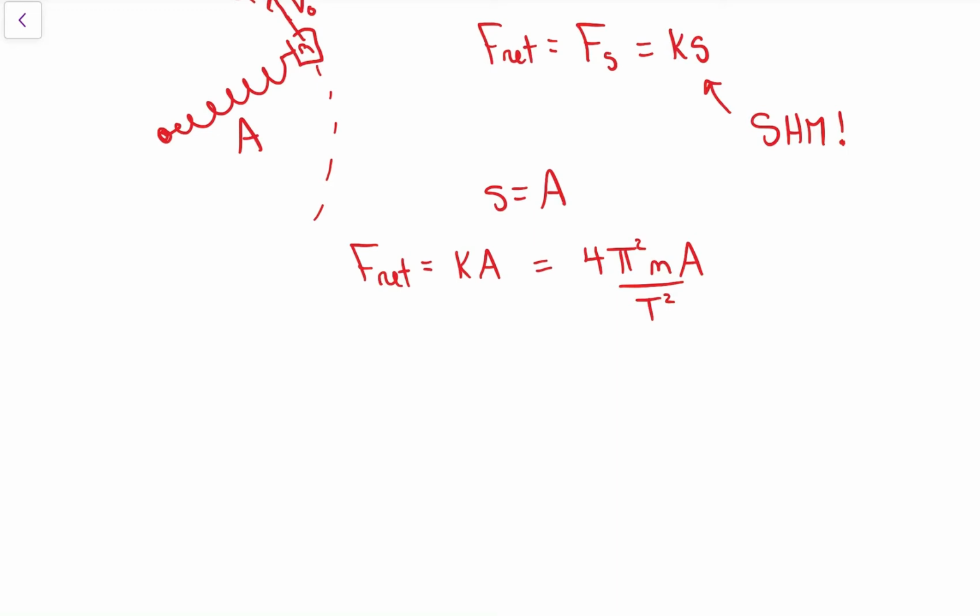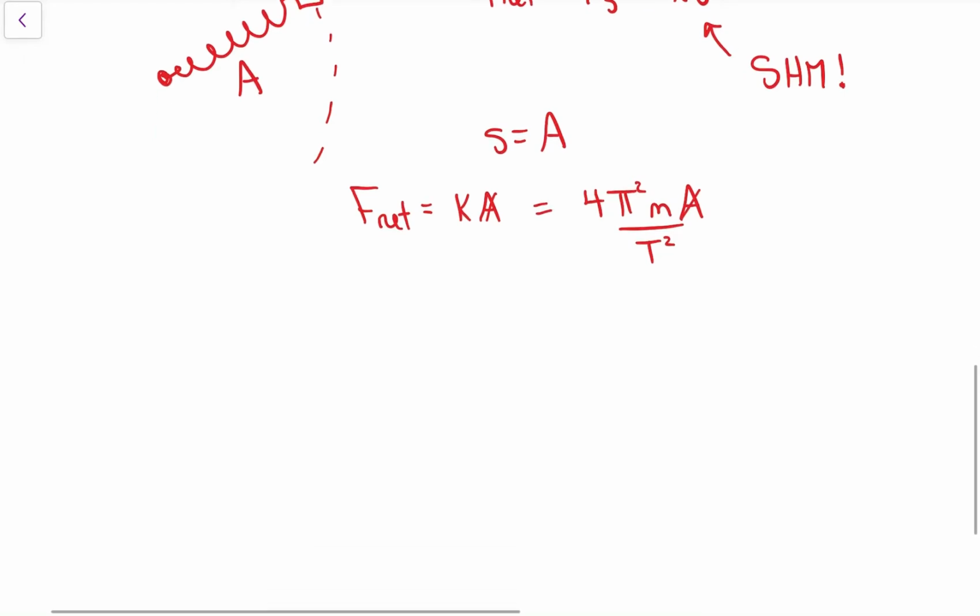That's equal to the spring force, which is K times distance. We gave distance the special letter A. If we clean that one up, the A's are going to cancel. I'm curious, what I'd like to get is t squared. If I flip things around, t squared is equal to 4 pi squared m over k.